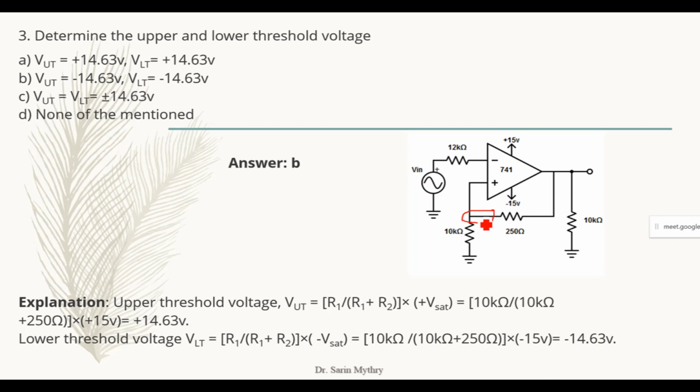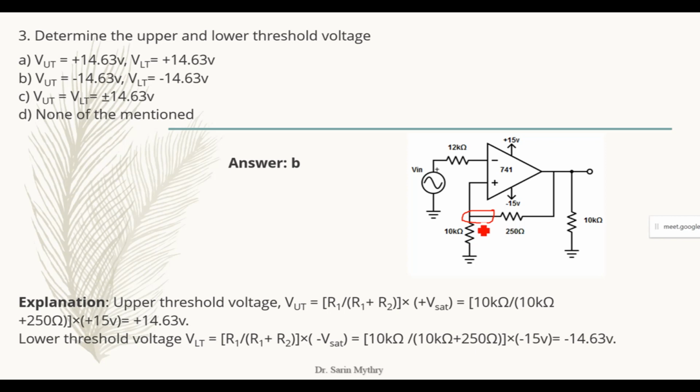Voltage divider circuit means what? I have told many times in the class that if you are finding the voltage over here, you are finding the voltage across the main resistor which is connected to the input terminal. So this becomes your R1 and this is going to become your R2. So it is R1 upon R1 plus R2 into the voltage. What kind of voltage is it? It is going to be the saturation voltage.